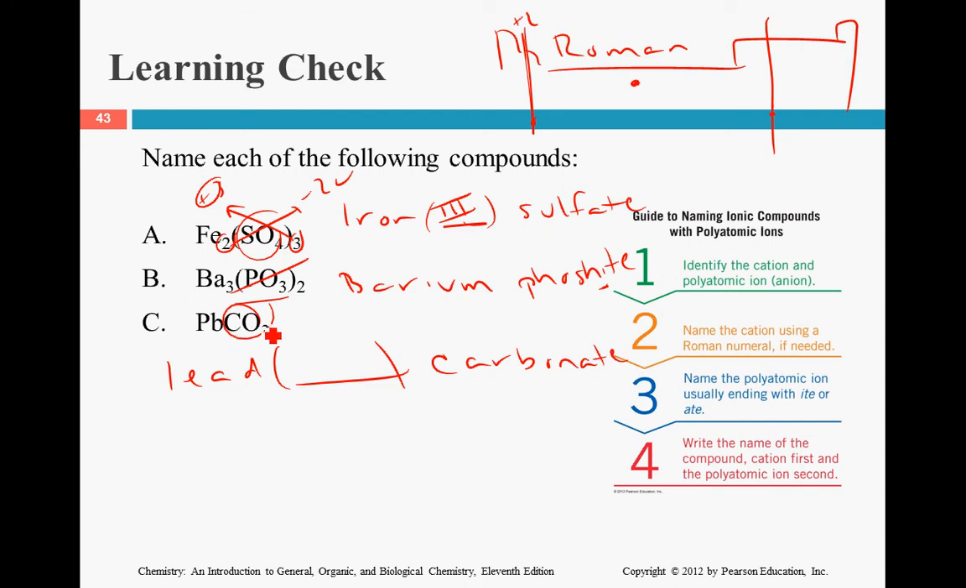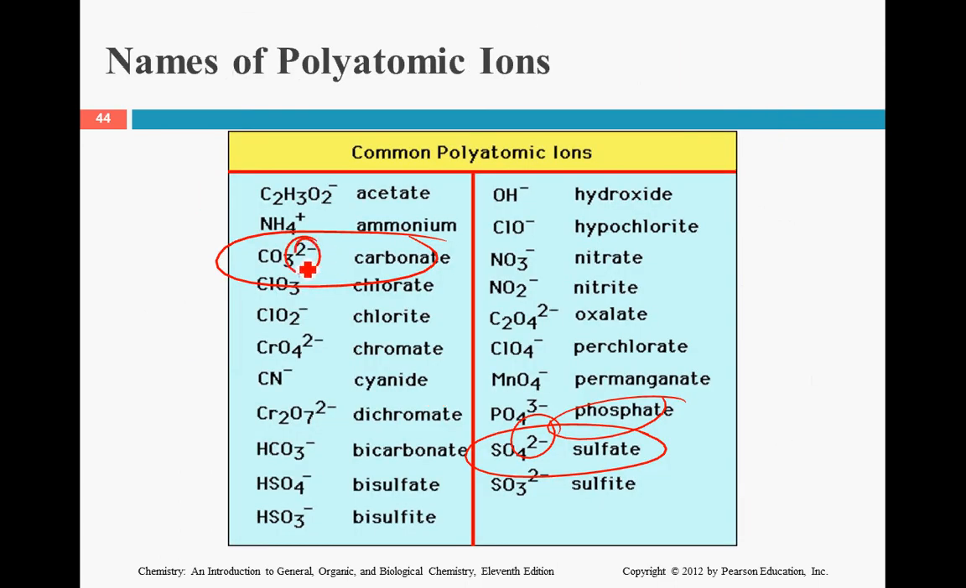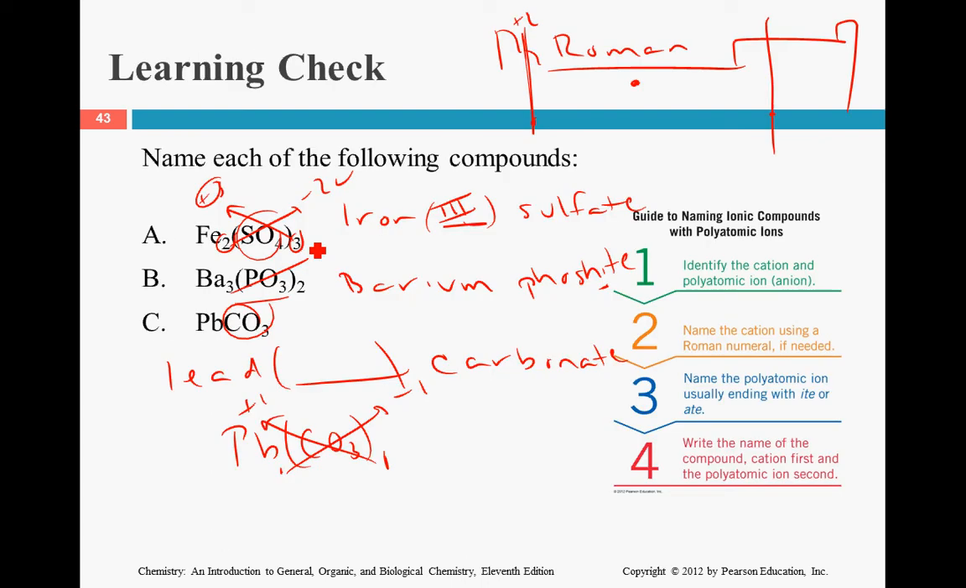Now with this one, this was not in parentheses, so that means I'm going to rewrite it with the parentheses. That means that this is a 1 and this is a 1. Uncross those, we have a +1 and a -1. And if we look at carbonate, carbonate's supposed to be a -2. That means we have to multiply both of these by 2 to make it work. So that means carbonate would then check out. 1 times 2 is 2, so it'd be lead 2 carbonate. And that's how you deal with polyatomic ions with ionic compounds.